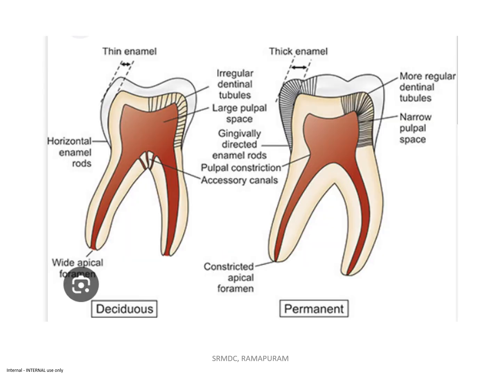So the differences in enamel, in deciduous it is going to be thin, and the direction of enamel rods are going to be more incisal, occlusal or horizontal. Enamel is going to be thick and more gingivally directed rods in case of permanent dentition. Dentine, it is more thin and irregular or less organized dentinal tubules in deciduous, more thick dentine with organized and regular dentinal tubules in permanent dentition.